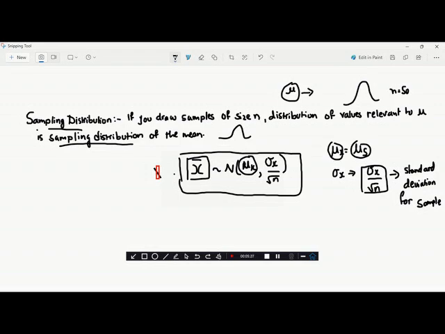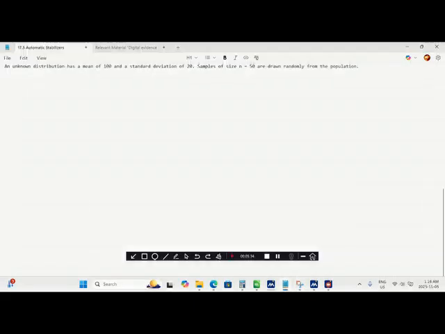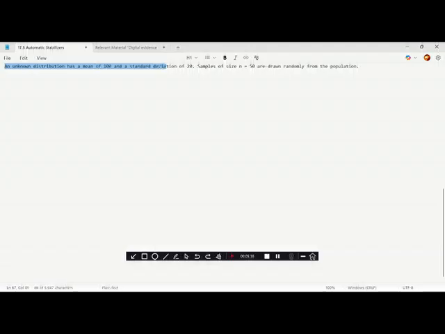Now, if we were to take an example to show how this formula works. Let's say an unknown distribution has a mean of 100 and a standard deviation of 20. Sample size is 50. How do you figure out the probability? All right.